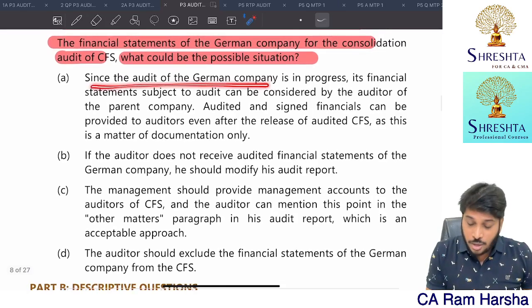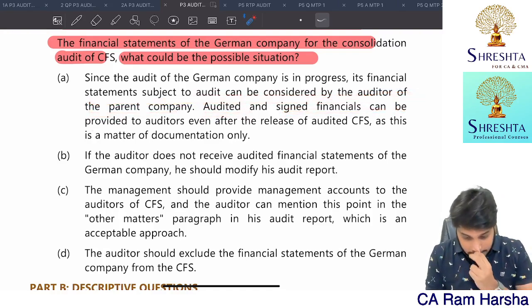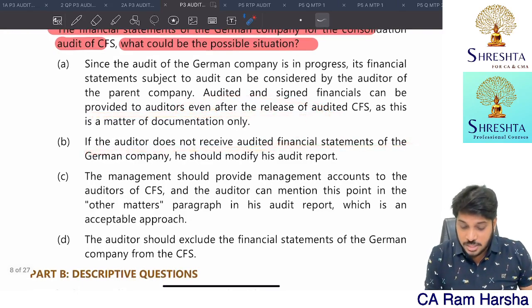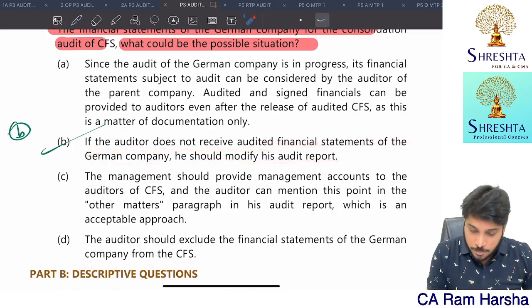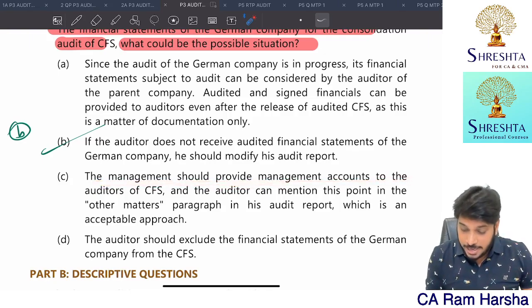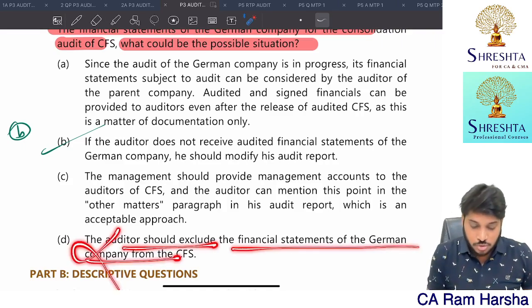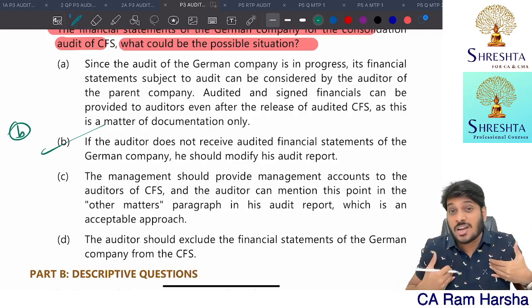Since the audit of the German company is in progress, its financial statements subject to audit can be considered by the auditor of the parent company. Audited and signed financials can be provided to the auditor even after the release. That's wrong. If the auditor does not receive audited financials of the German company, he should modify his opinion. Absolutely right. We'll see the next option also. The management should provide management accounts to the auditors of CFS, and the auditor can mention this point. That's wrong. The auditor should exclude the financial statements of German company. No, that's also wrong.